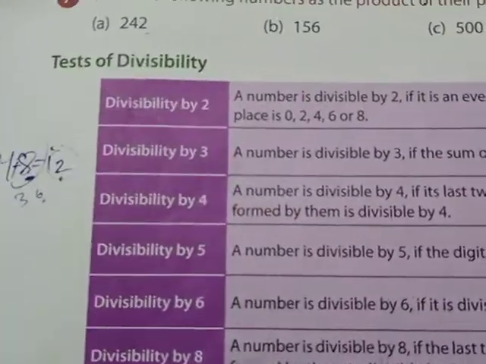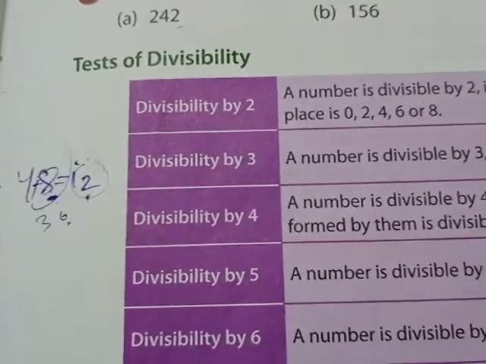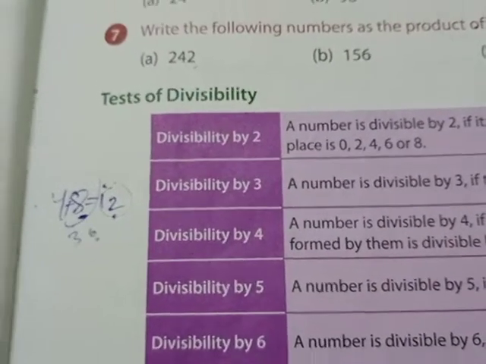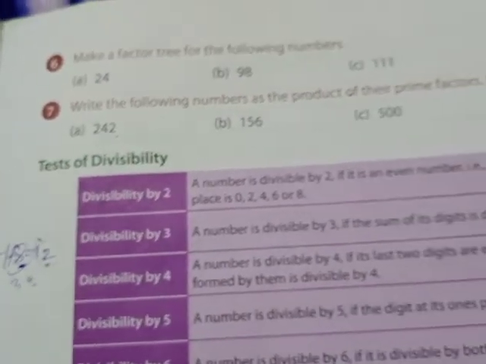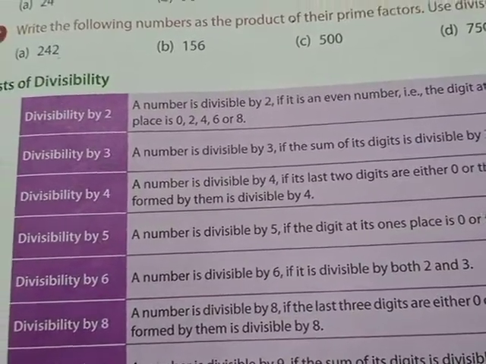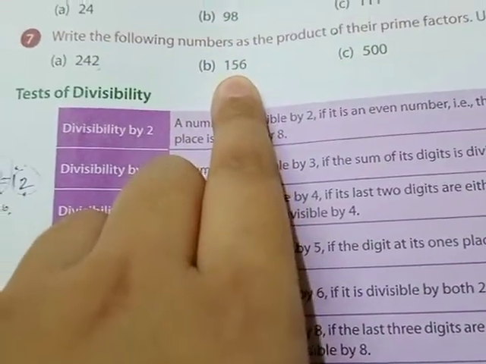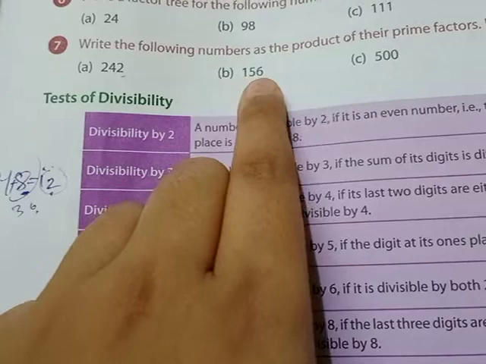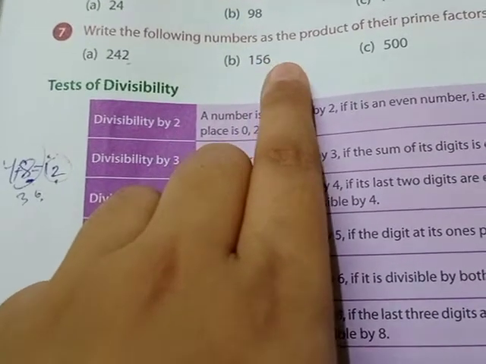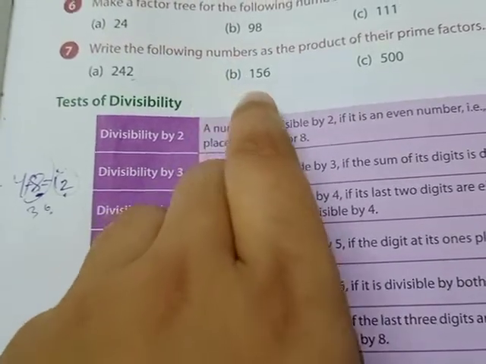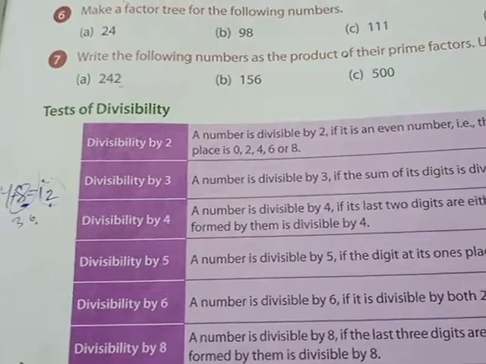So what is the rule for 3? Once again I'll tell you. The rule for 3 is that the given digits of the number we will add. Keep in mind, whatever digits are given, we will add. After adding the digits, if the result which we get is in the table of 3, then... suppose you take this number 156, you just add 1, 5 and 6. 5 plus 1 is 6, then 6 plus 6 is 12. Is this 12 coming in the table of 3? 12 is coming. That means 156 has 3 as its factor.